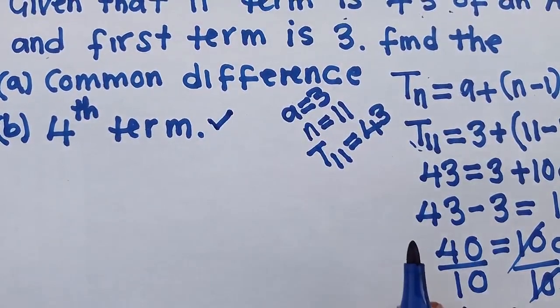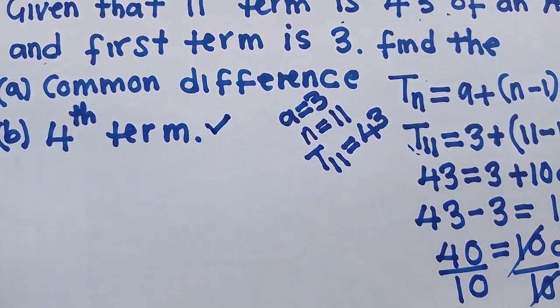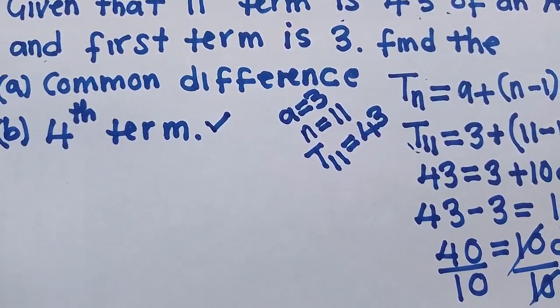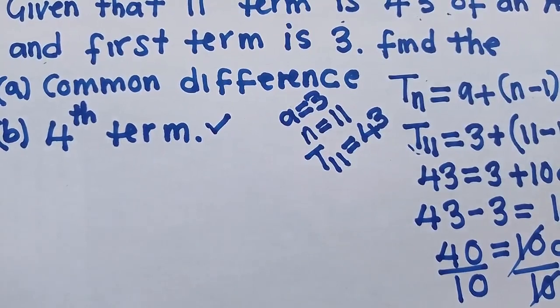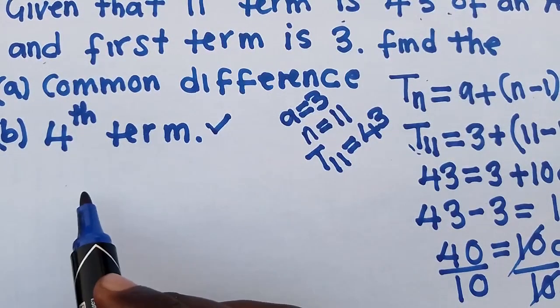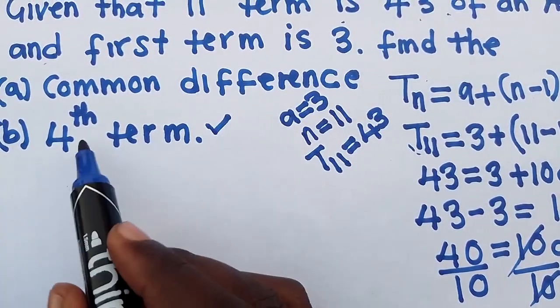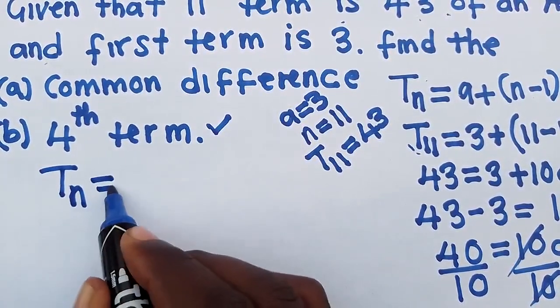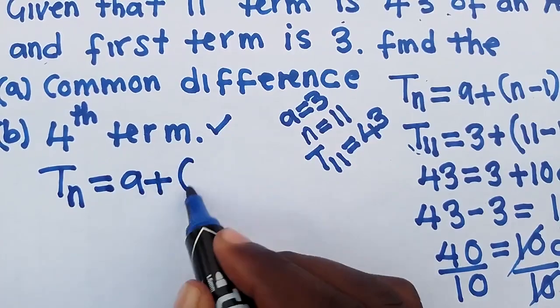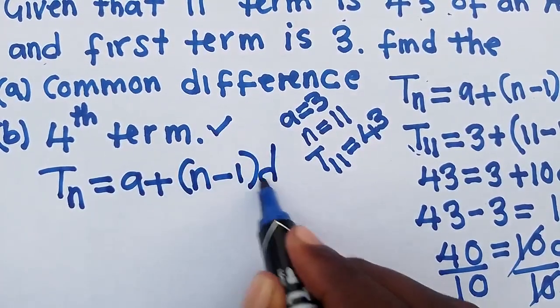So what am I told in this question? I'm told to find the what? In this case, I'm told to find the fourth term. How can we calculate the fourth term? This is how we are going to calculate the fourth term. I'm going to say the formula for the nth term: Tn is equal to a plus open bracket n minus 1 close, then d there.